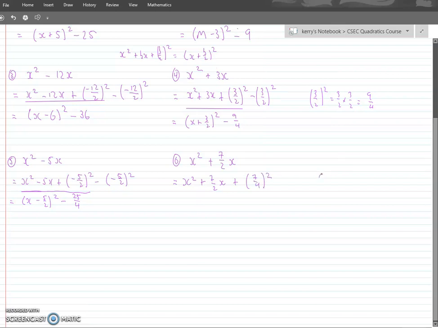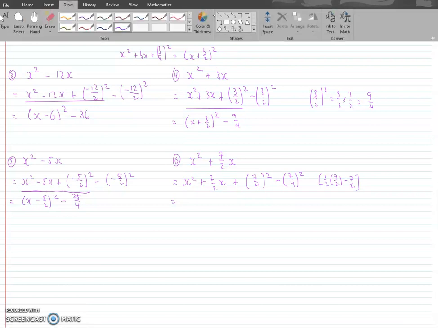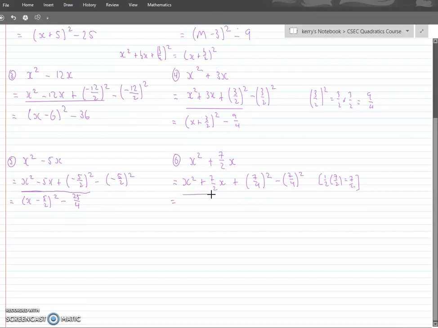All right, I'm going to put that on the side here. A half of 7 over 2 is 7 over 4. But remember, whatever you add on, you also have to subtract it. So it becomes 7 over 4 squared. The first three terms up to the added term is your perfect square.